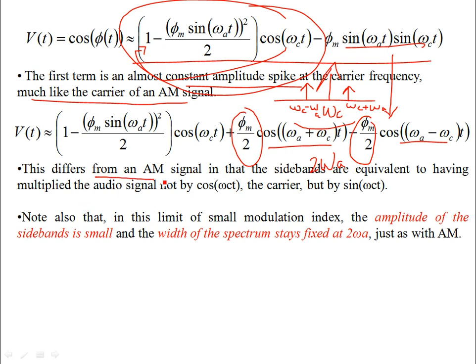So this differs from the AM in two ways. One is that the sidebands are equivalent to having multiplied the audio signal not by cosine but by sine. So you multiply the sideband with a sine, not by cosine omega t.